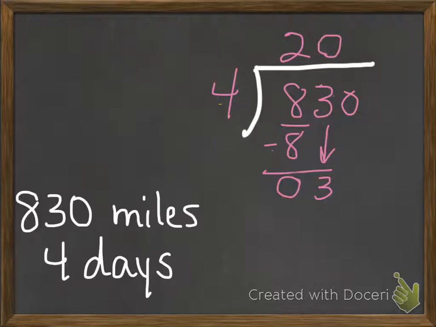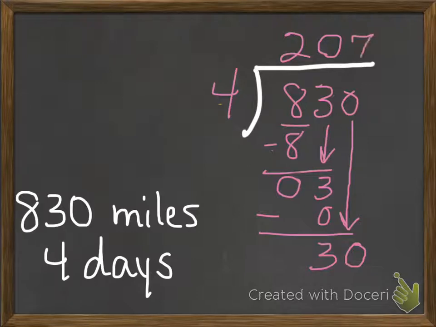Okay? Just like we did when we estimated. 0 times 4 is 0. So we subtract. 3 minus 0 is 3. Bring down the next digit. We have 0. All right, now we have 30. Can you divide 30 by 4? What's the closest multiple? 7. 7 times 4 is 28.